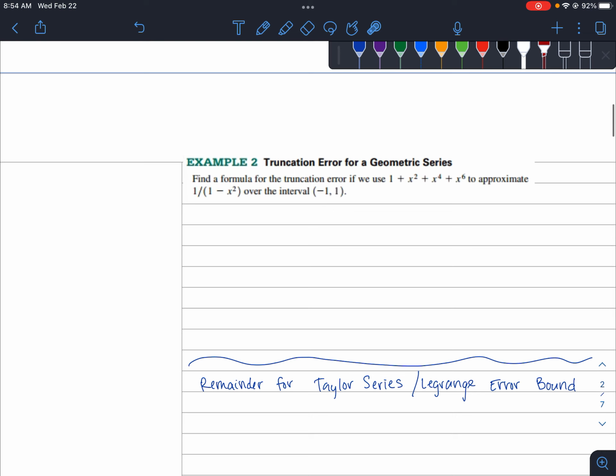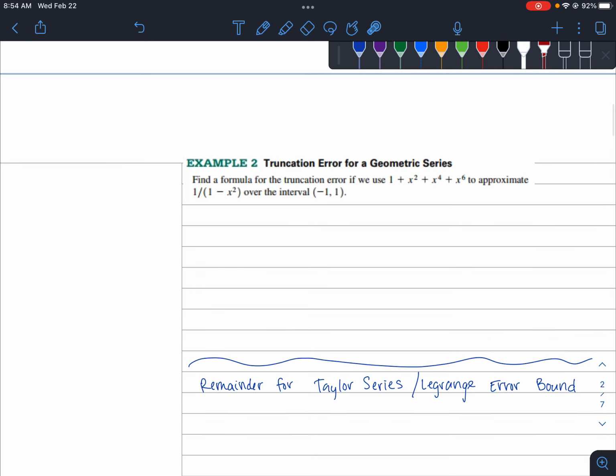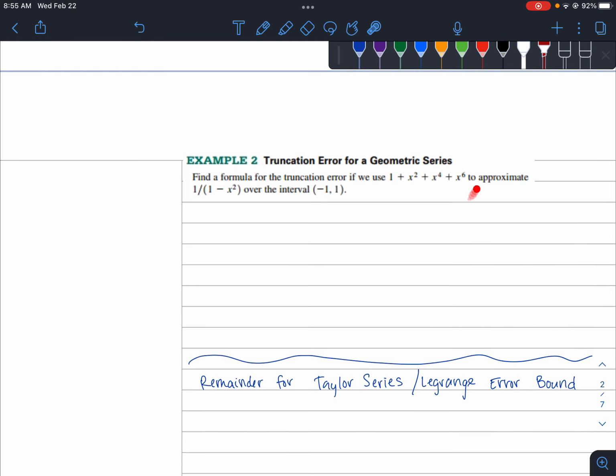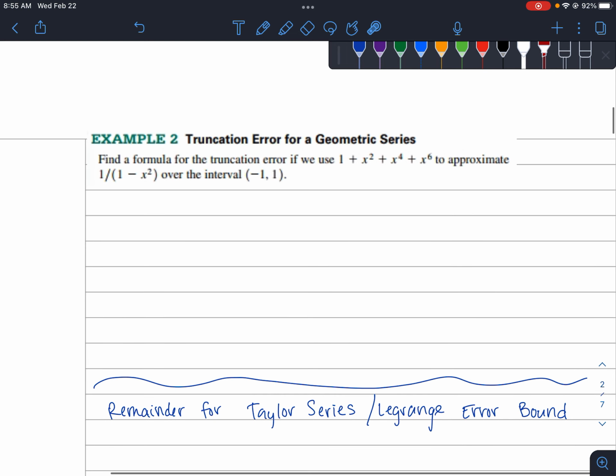So, with that being said, we are going to focus a little bit more on the Taylor polynomials now, on the power series and what those mean. Okay, so here's a geometric series right here, and it is a power series. So find a formula for the truncation error if we use 1 plus x squared plus x to the fourth plus x to the sixth to approximate this function right here.